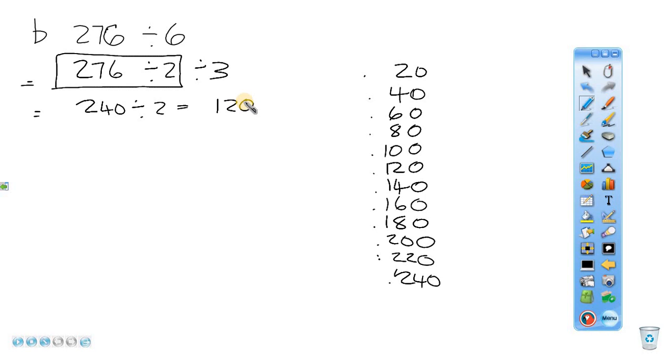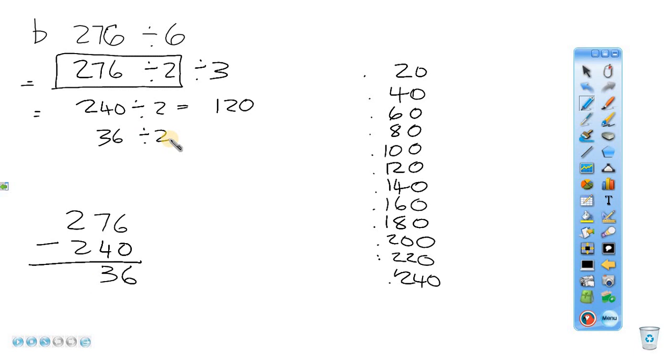Okay? You fine so far? Guys, you must stop me when you're not sure. Don't be shy. Now we must find how much we're left with. So I said 276 minus 240. Work this out. 6 minus 0 is 6. 7 minus 4 is 3. So I'm left with 36. Now I'm not going to write 36 divided by 2. I want you to look at your normal 2 times tables. Is 36 on this list? Ignore the zeros. Look at your normal times tables. Is 36 there?